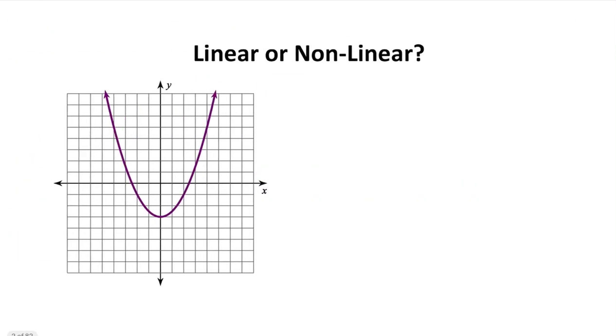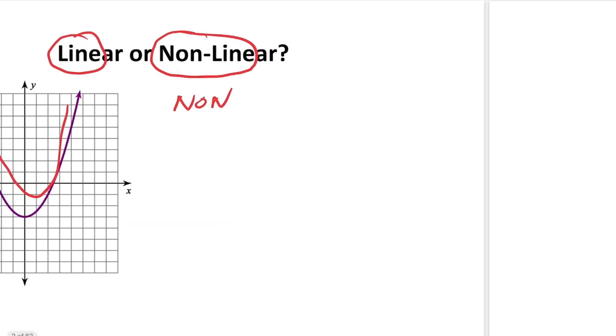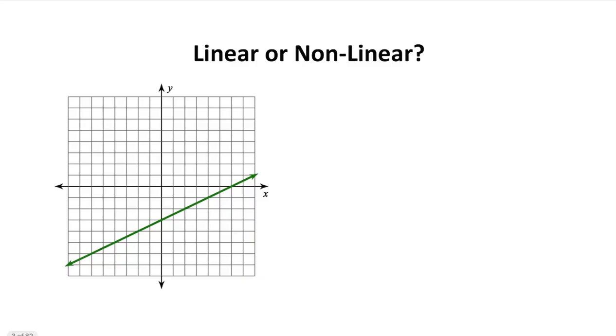Okay, so let's look at graphs. We're looking for, is this a line or is it not a line? This is obviously not a line. See how it curves around? This is nonlinear. Okay? Let's look at the next one. Is it a straight line or is it not? This is a straight line. It's going forever. This is linear.